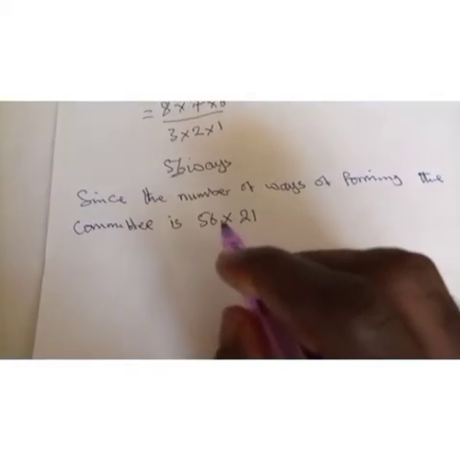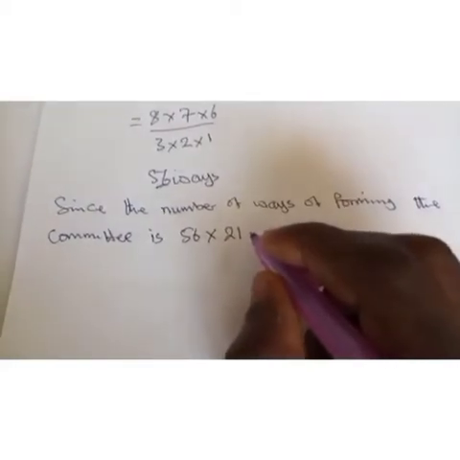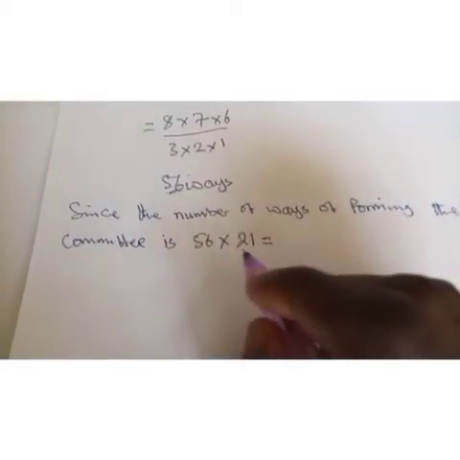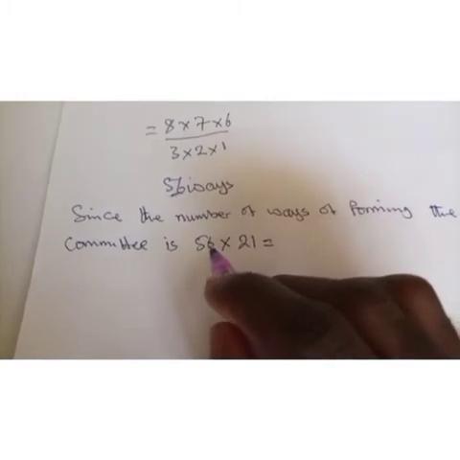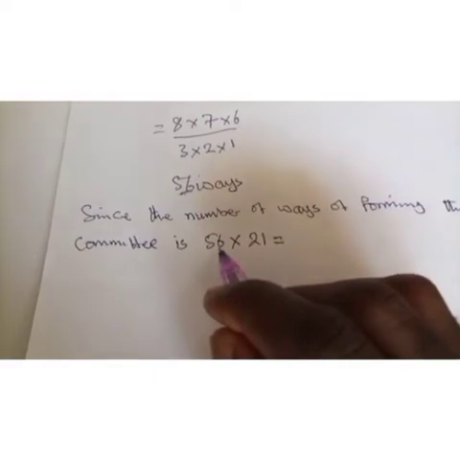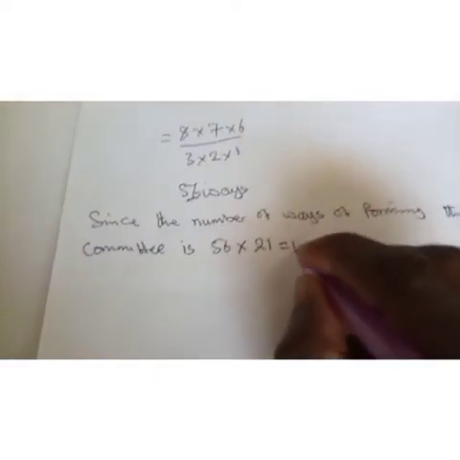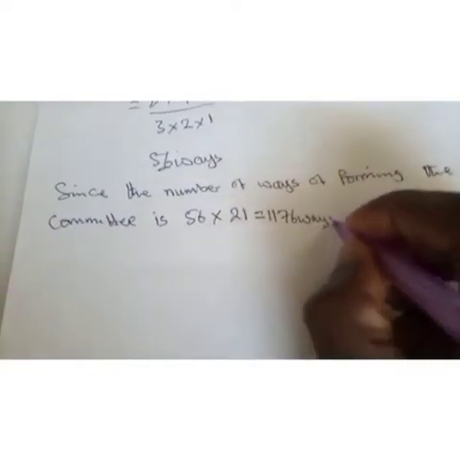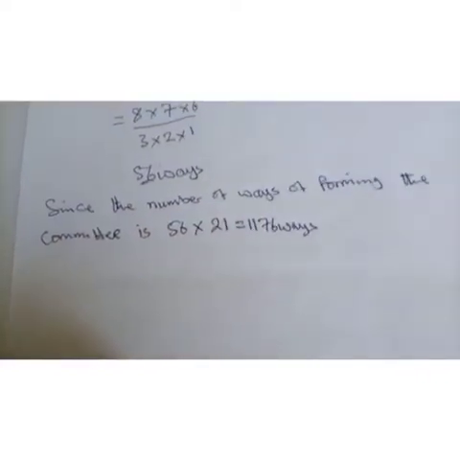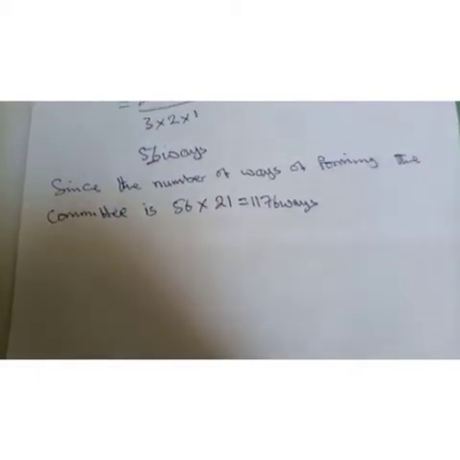So when you use your calculator and multiply this, 1 times this is 6, 1 times this is 56, 2 times 6, and when you add them you have 1176 ways. But please viewers, don't forget to use your calculator to confirm the answer. Let's move to another example.